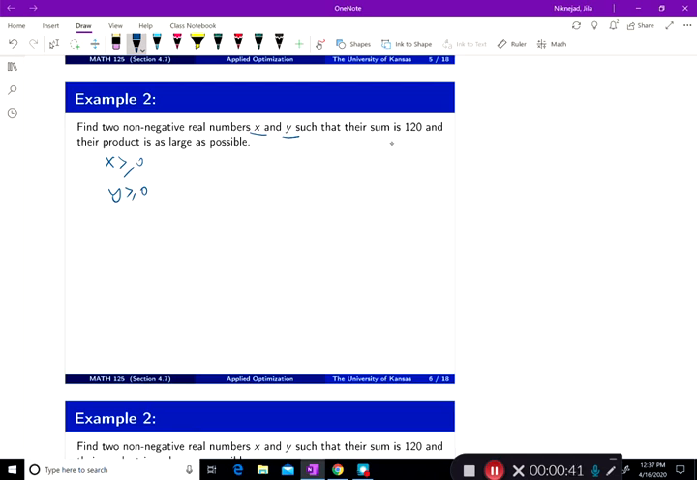Other piece of information is the sum is given and the product is supposed to be as large as possible. So what is my goal function or objective function? It's to get the product to be as large as possible. That's the one that I'm optimizing. And so product P equal to x times y is the objective function. Then the other part is 120. 120 is the sum of x and y. That is the constraint.